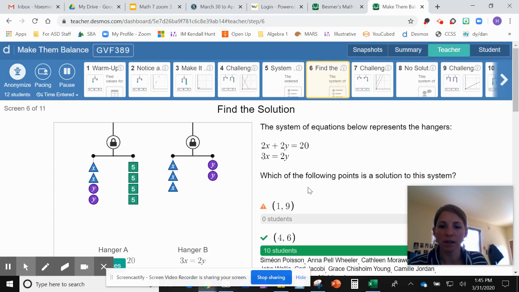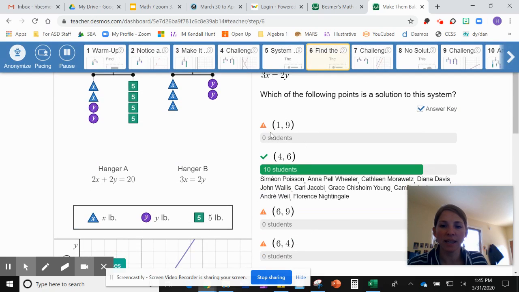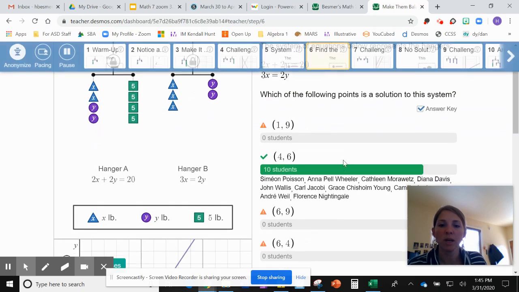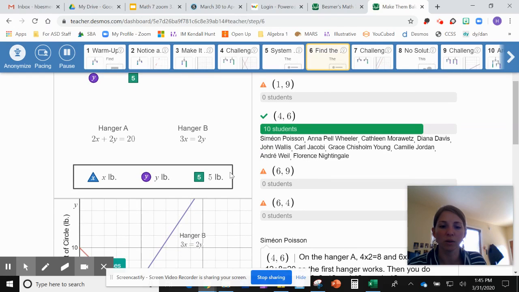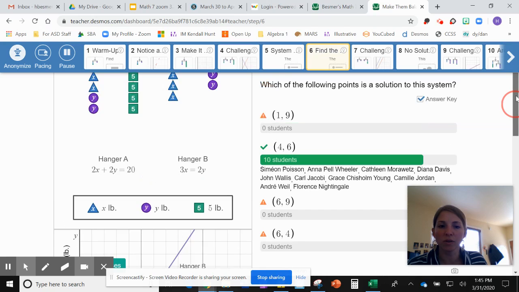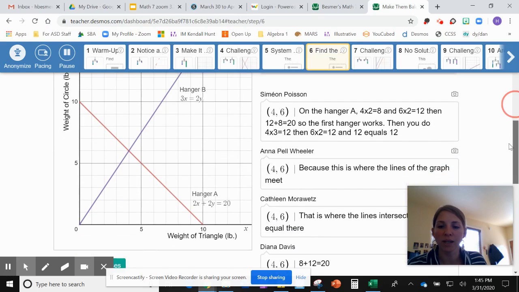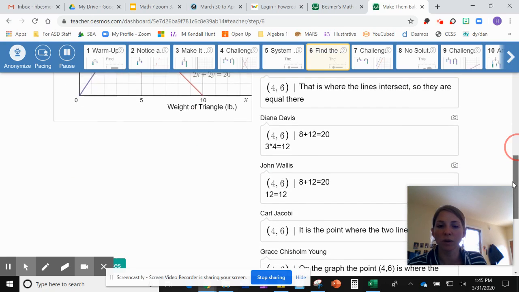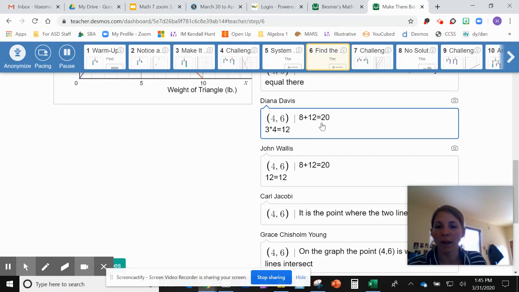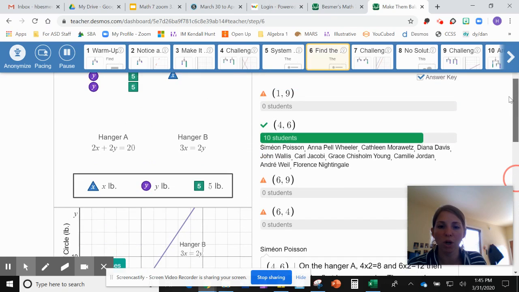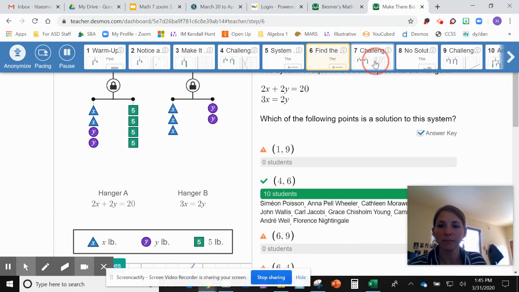Let's look at the next one here. We've got, which of the following points is a solution to the system? You guys correctly identified (4, 6) as the solution. And as I looked through your responses, there's a variety of thinking about this in terms of the hangers or the graph, right? So a lot of you said, because this is where the lines on the graph meet, where they intersect, so they're equal there. There's some algebra here too: we know that when they're plugged into the equations, they both have to be true, right? So if they're both true, we know we have a solution to our system.